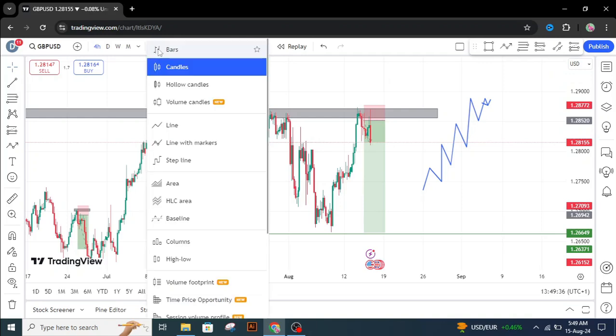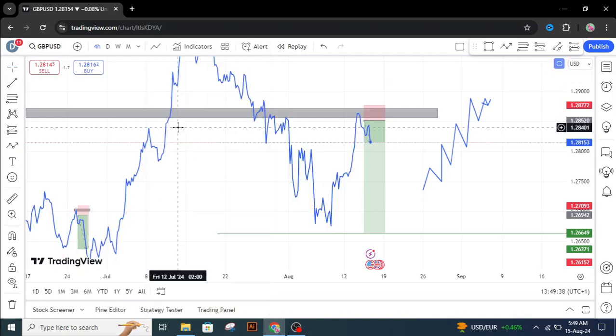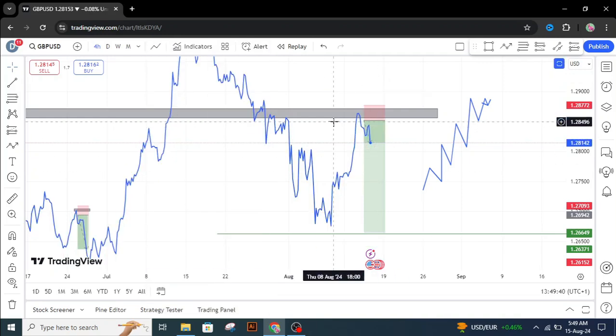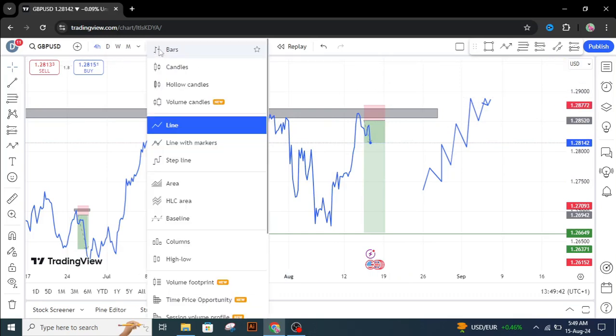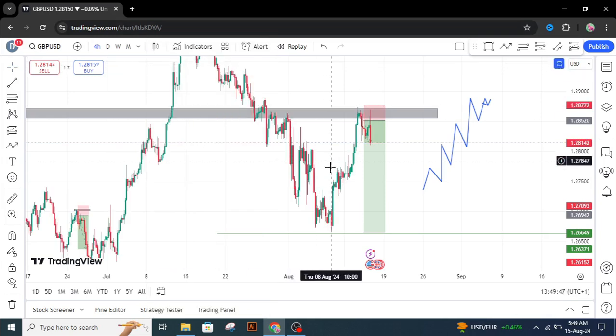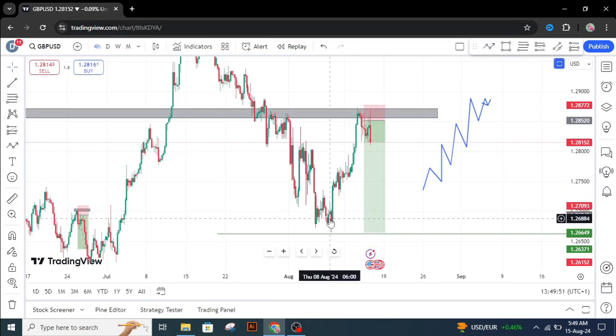If this is not clear, you can check it out with your line, and you will see it's like an M. It's not really transparent with the line here, but in some cases the line will show you the M shape clearly. But as you can see, the market actually pushed up. Sorry, let me show you.